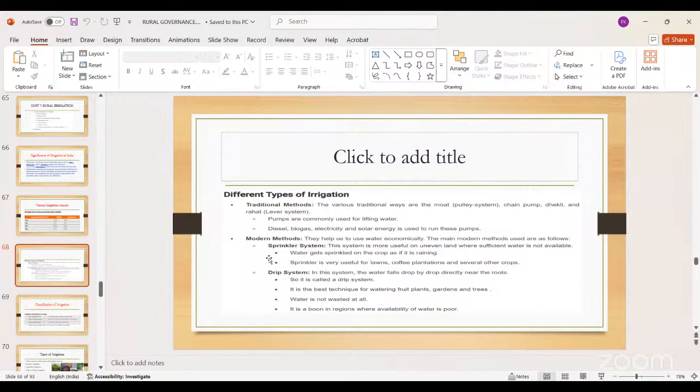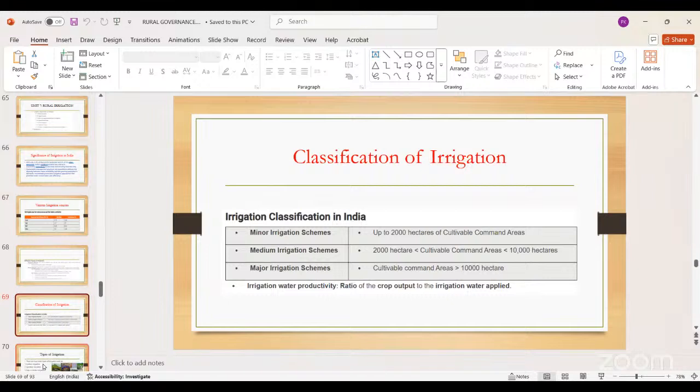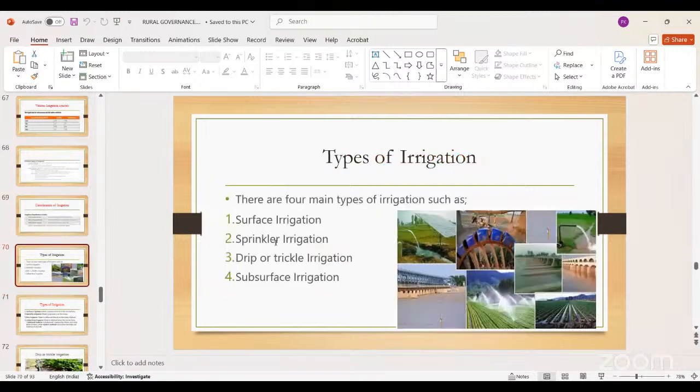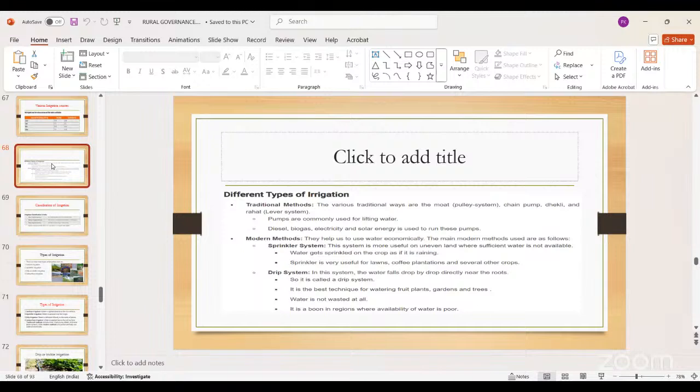Then what are the modern methods? In modern methods, there are four different methods actually. So that we'll see: surface irrigation, sprinkler irrigation, drip or trickle irrigation, then subsurface irrigation. Okay. So before that, we'll just try to understand.